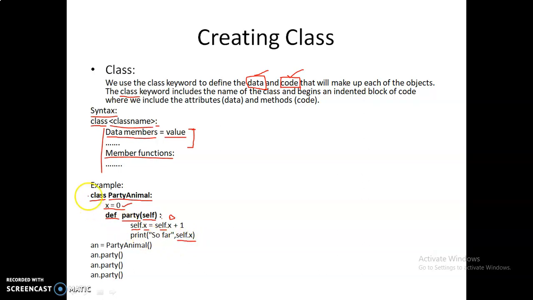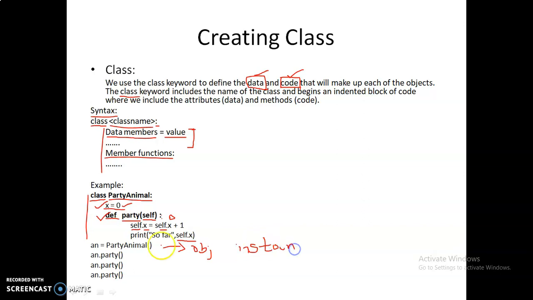So this is the creation of a class. We created one member function and one data member. Next we are creating the object for the class. This is object creation, or we can also call it instantiation of the class. This statement is called instantiation of the class.